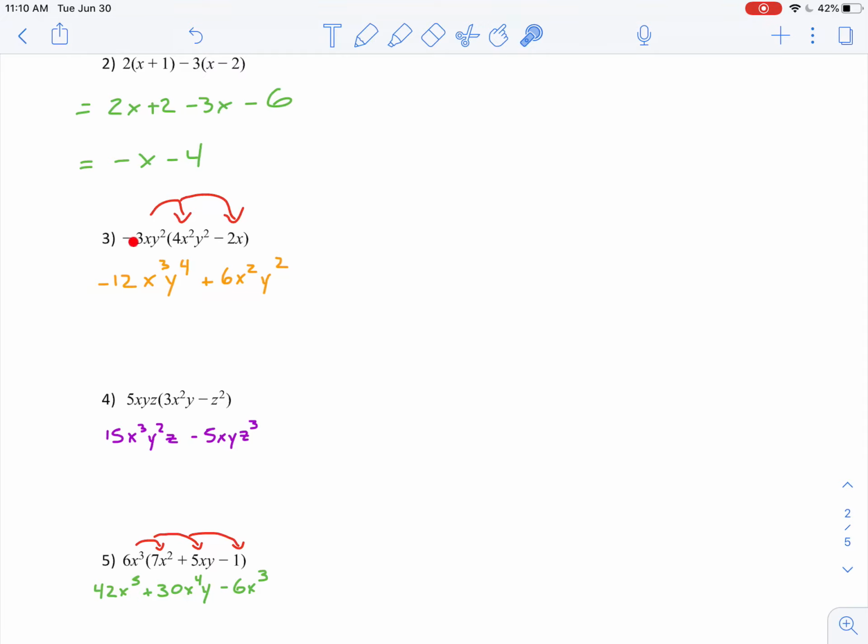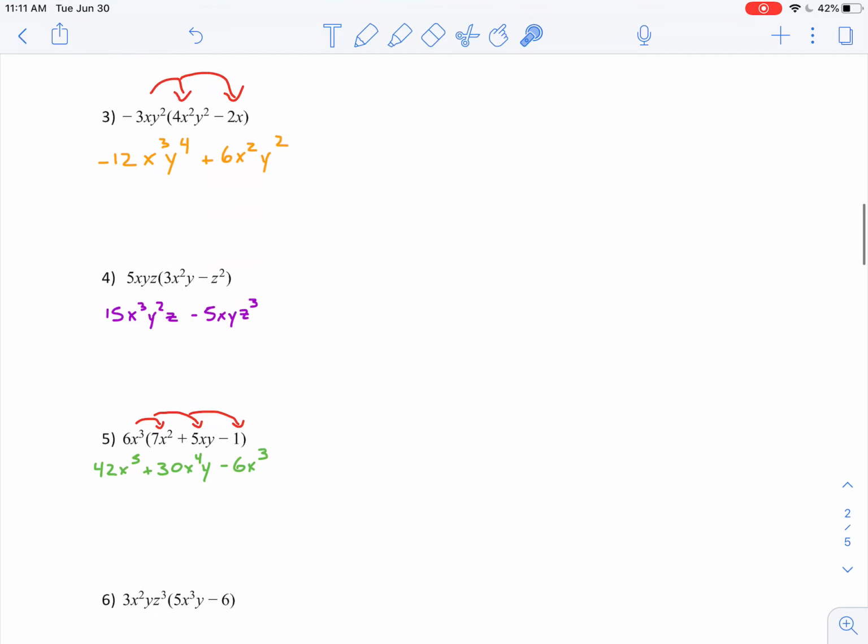I'm also distributing negative 3xy squared to negative 2x. Negative 3 times negative 2 is positive 6. X times x is x squared. And then y squared times, there's nothing else that affects it. It simply remains as y squared. And then we have 5xyz distributed into that bracket. I end up getting 15x cubed y squared z minus 5xyz cubed.